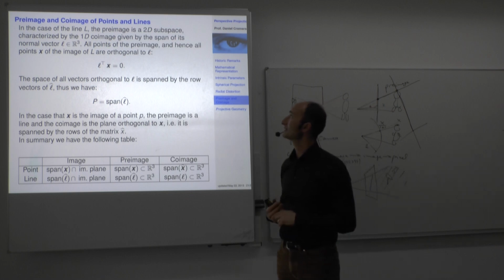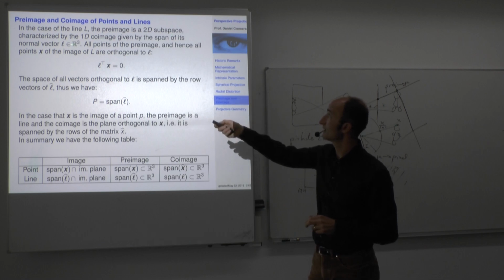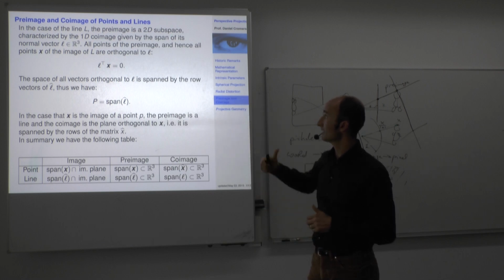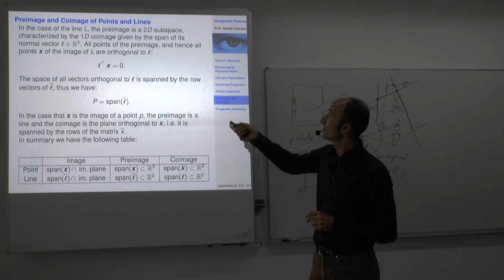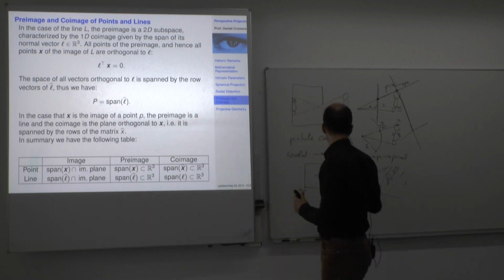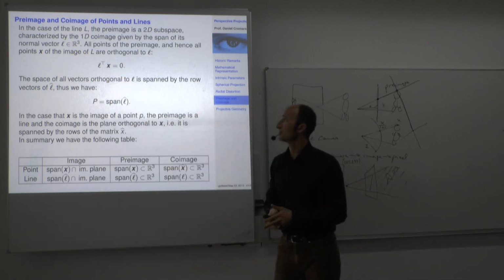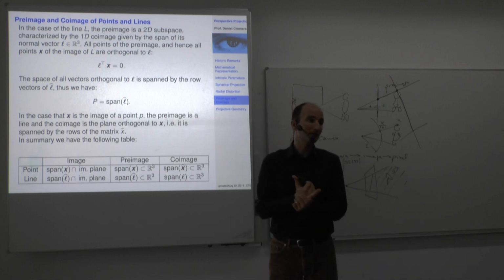We saw that if we look at a line, its pre-image is a 2D subspace, and it can be characterized by a 1D co-image, the normal vector, basically the span of its normal vector defines the co-image. And all points of the pre-image, and hence all points of the image of L, are orthogonal to L. So L is that normal vector that defines the plane. All points on the plane are such that L transpose x is 0. That's what defines a normal vector.